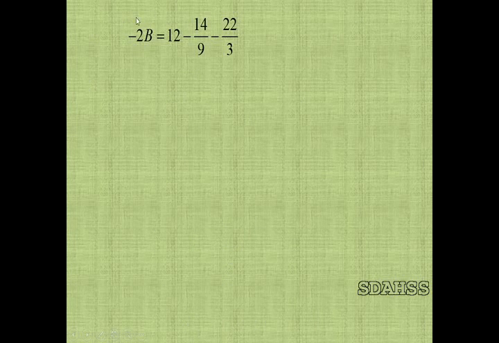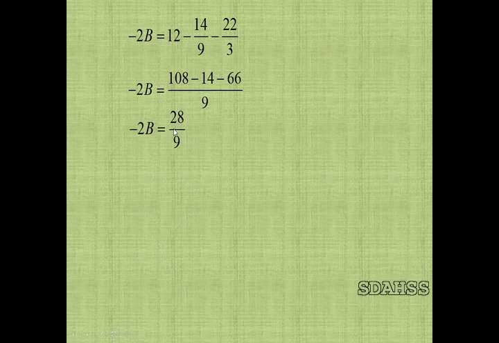Keep minus 2b in the left hand side, bring the other terms to the right hand side. So you have 12 minus 14 by 9 minus 22 by 3. Then take LCM. 9 is the LCM, then cross multiply. 12 into 9, 108, minus 14, minus 22 into 3, 66. 14 plus 66, if you add, you will get 80. So 108 minus 80, 28 by 9. The left hand side, minus 2b is equal to 28 by 9.